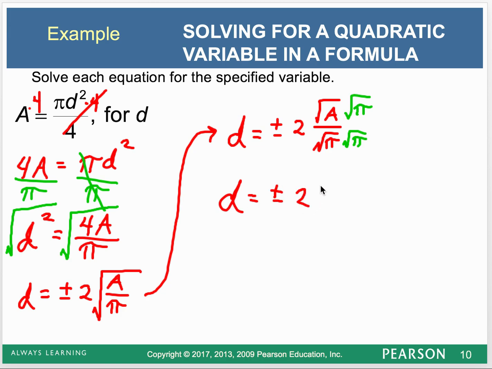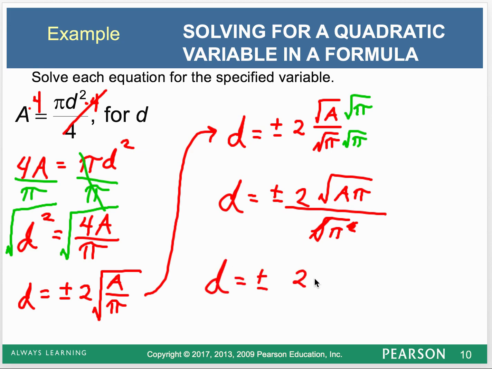So on the top, I can put these together as square root of a pi. And on the bottom, technically, I'm going to have the square root of pi squared, right? Pi times pi. But then that'll cancel. So we wind up with 2 square root of a pi all over pi.